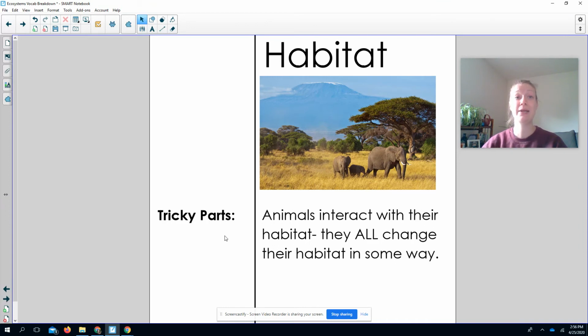Tricky parts. Animals also interact with their habitats. They can all change their habitats in some way. So not only does the African elephant live on the African savanna, but it impacts the African savanna.